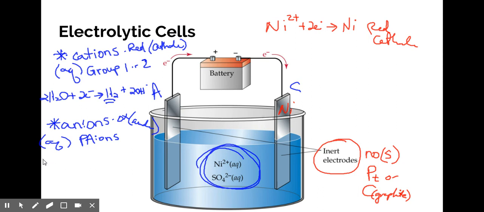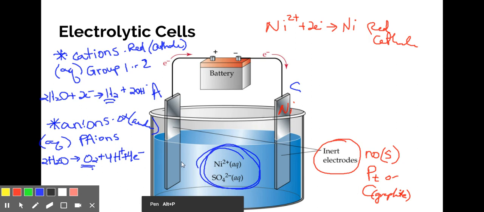So here's the half reaction if water oxidizes. 2H2O yields O2. Oxygen is being produced here, plus 4 H pluses plus 4 electrons. Okay, so that is my half reaction if water is oxidized. You do not have to memorize this half reaction, but you do have to know that oxygen is what's being produced here. So we refer to now our example.